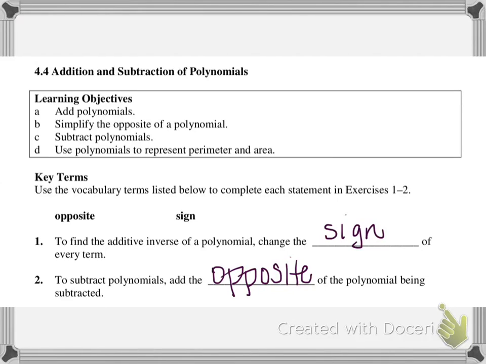In 4.4, we're going to look at adding and subtracting polynomials. We're going to look at adding the opposite when we're working with subtraction, just like we've done in the past. And with adding, it's simply going to be combining like terms. To find the additive inverse of a polynomial, change the sign of every term. To subtract polynomials, add the opposite of the polynomial being subtracted.